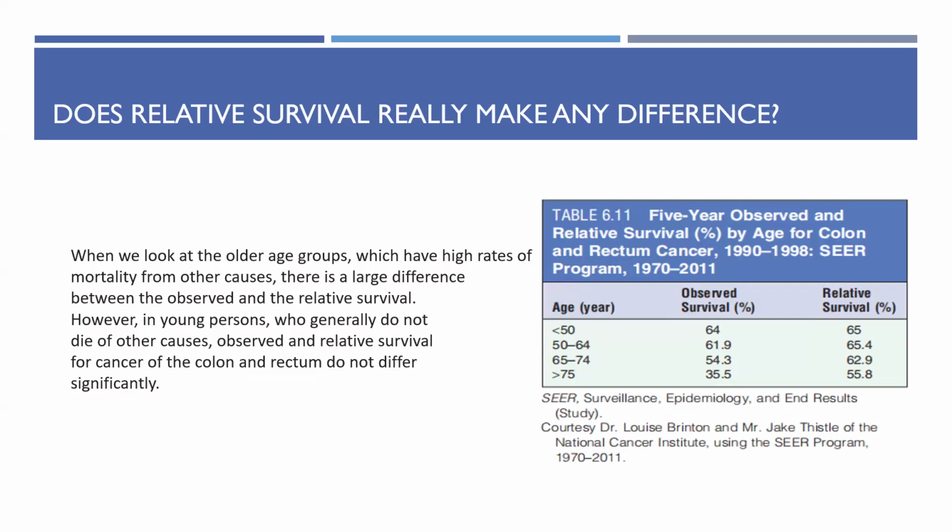Next, does relative survival really make any difference? When we look at the older age group, which has a high rate of mortality from other causes, there is a large difference between observed and relative survival. However, in young persons who generally do not die of any other cause, observed and relative survival for cancer of the colon and the rectum do not differ significantly.